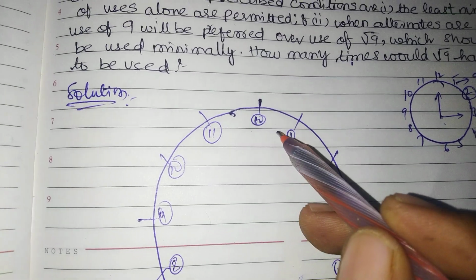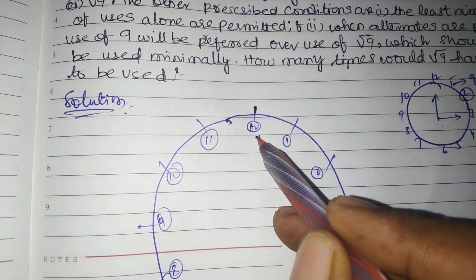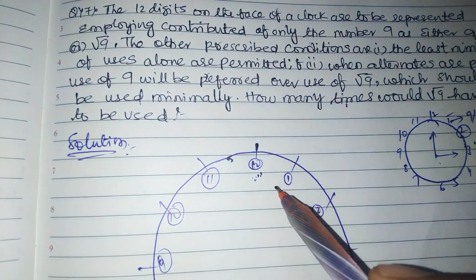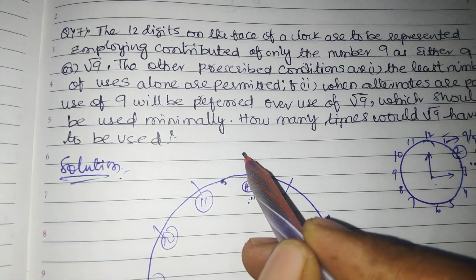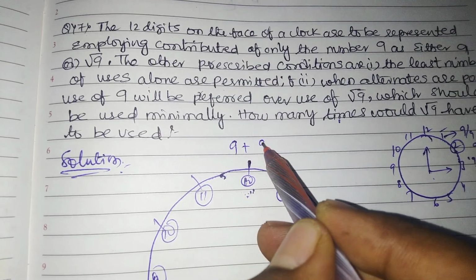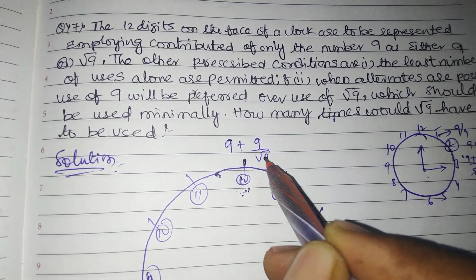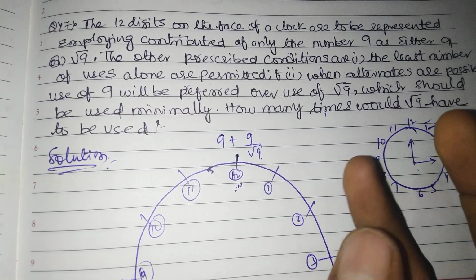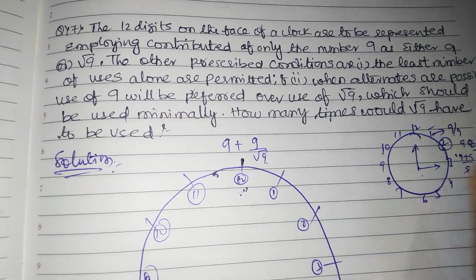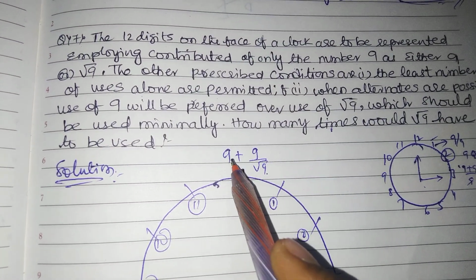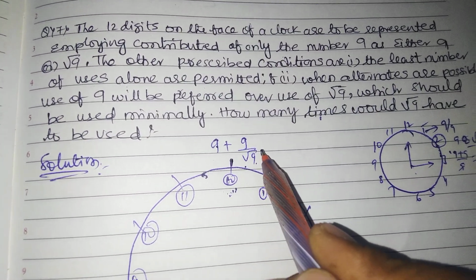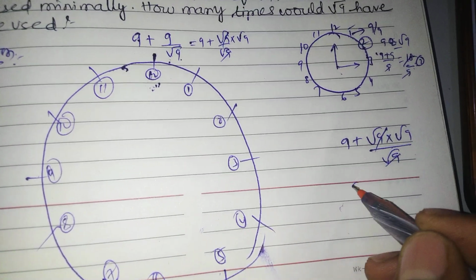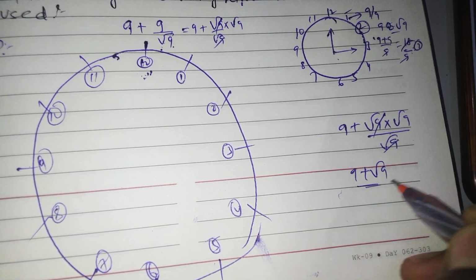We want 12 numbers on our clock. So what we do, 9 plus 9 by root 9. We only use 9 and root 9. So anything, BODMAS, bracket, division, multiplication, addition, whatever we use, but the numbers should be 9 and root 9. So 9 plus 9 by root 9, it's somewhere 9 plus root 9. By the help of a calculator, it becomes 12.